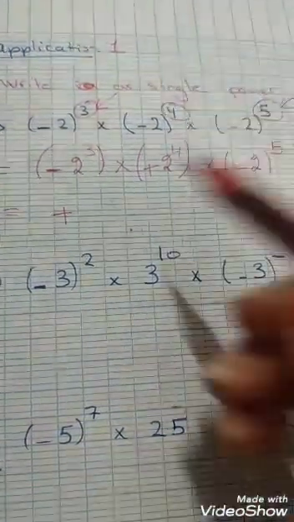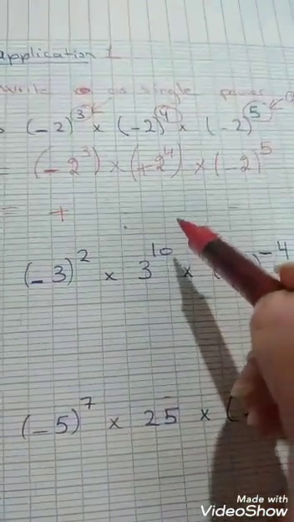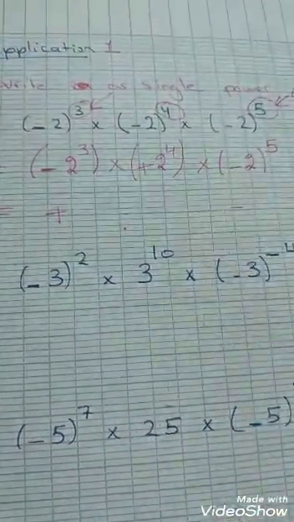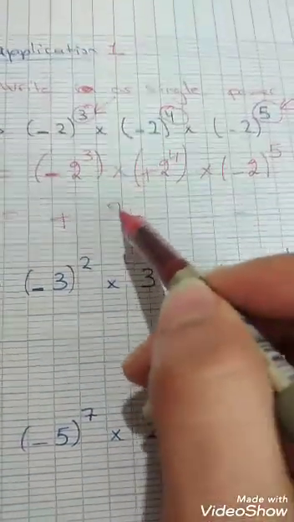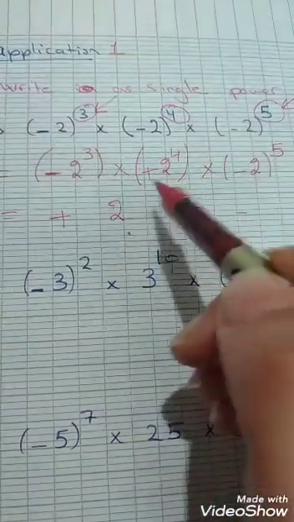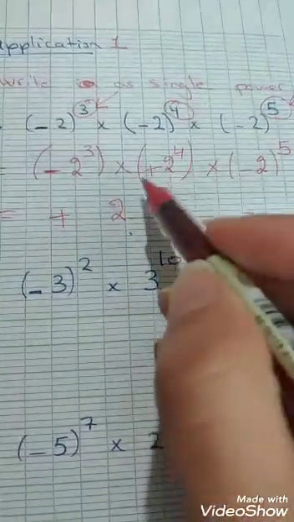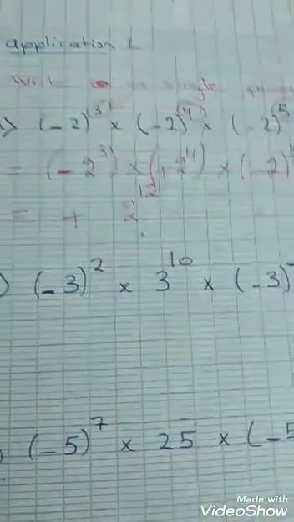We got rid of the signs. Now we move to the bases and the powers. I add the ones that have the same base. So 2 to the exponent 3 times 2 to the exponent 4 times 2 to the exponent 5. We put the base and add the exponents. 3 plus 4 is 7, and 7 plus 5, I will get plus 2 to the exponent 12.